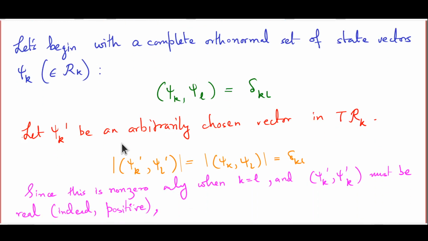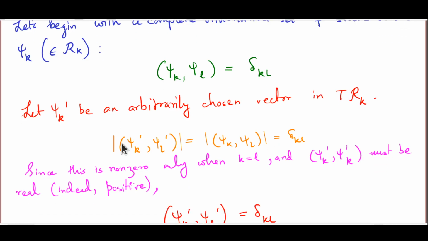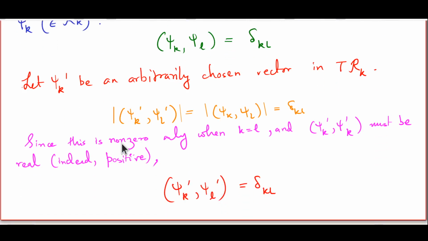Now, there's a bit of a catch here in the sense that all we have shown is that the magnitude of the inner product of psi k prime with psi l prime is delta kl. In order to claim orthonormality, I should really show that the inner product of psi k prime with psi l prime, without the magnitude, is actually delta kl. But that's very easy to show, because the only case that will actually give us a non-zero result is the case when k is equal to l, and there you're considering the inner product psi k prime comma psi k prime, and our condition is telling us that the magnitude of this inner product has to be 1.